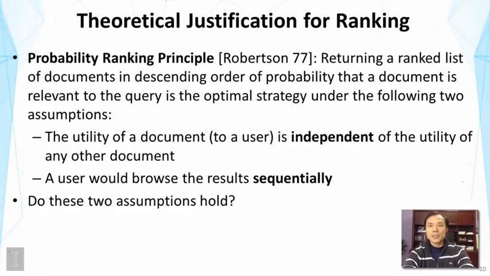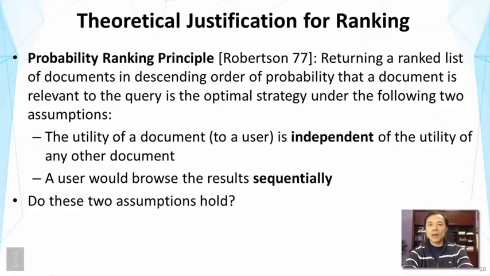This principle says that returning a ranked list of documents in descending order of probability that a document is relevant to the query is the optimal strategy under the following two assumptions. First, the utility of a document to a user is independent of the utility of any other document. Second, a user would be assumed to browse the results sequentially.